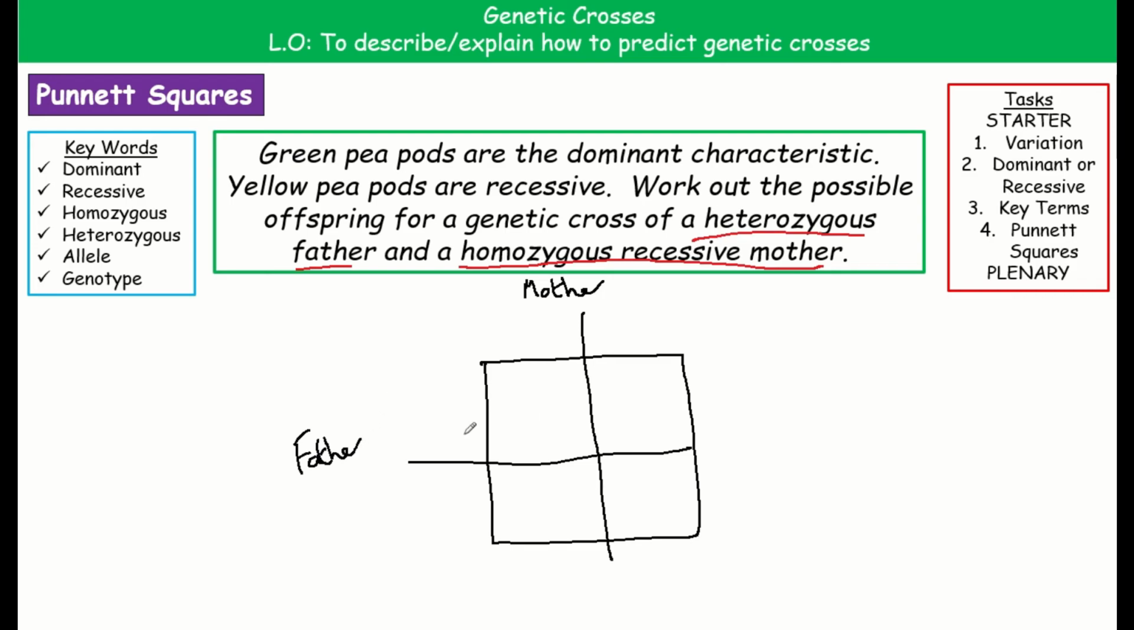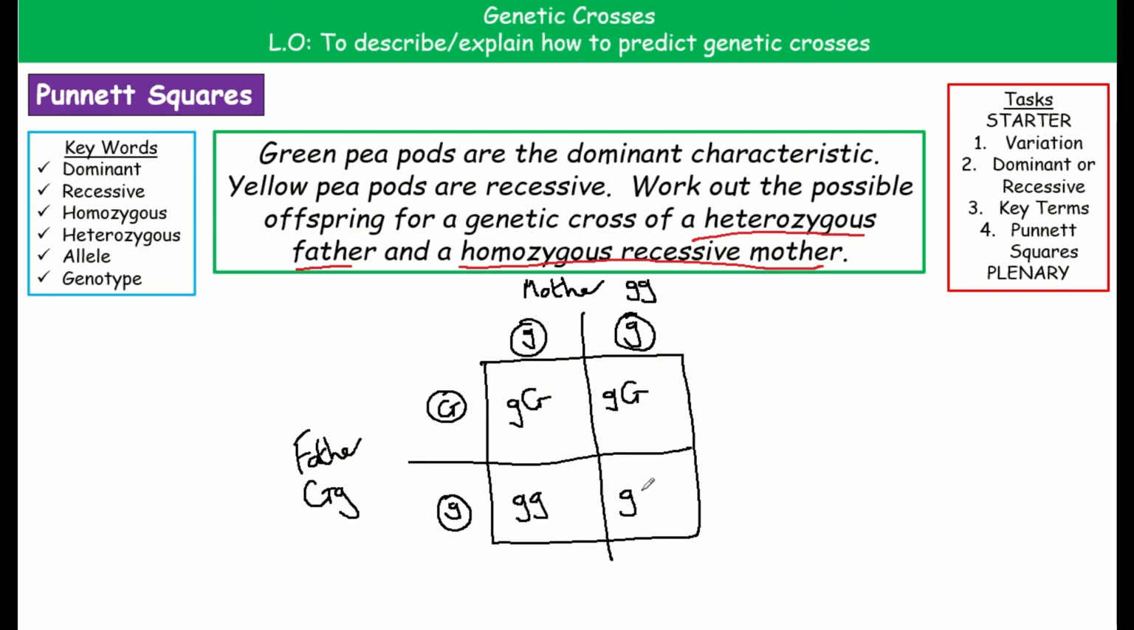So our father is heterozygous, so that means we've got one capital, one lowercase, and the mother is homozygous recessive, so both lowercase g's. So let's fill out our gametes. So for the mother, it's 2 lowercase g's. For the father, 1 capital and 1 lowercase g. Then whatever is at the top of the mother's column, we fill out into the 2 columns beneath. Same for the other side. And then what is at the start of the father's column, we fill out to the 2 cells to the right. So we'll just fill those in.